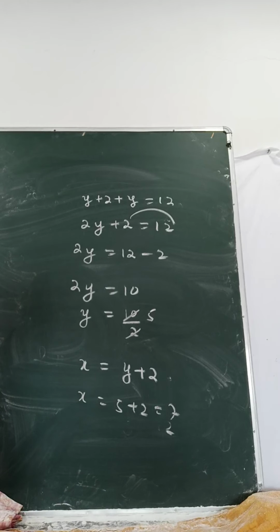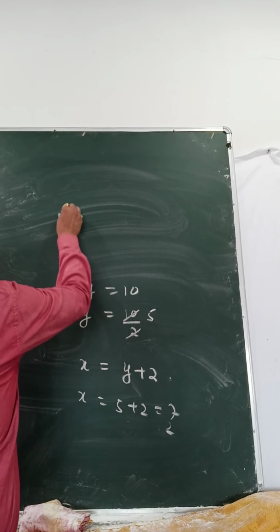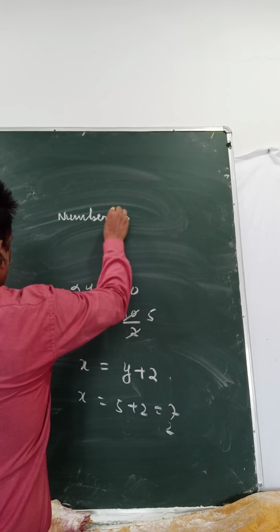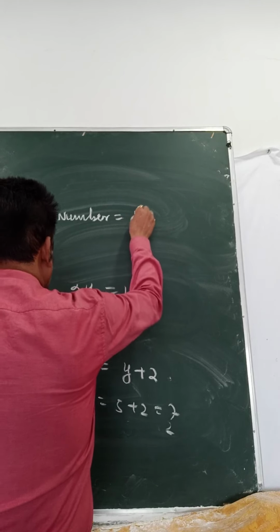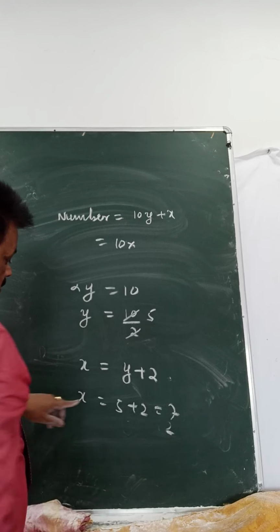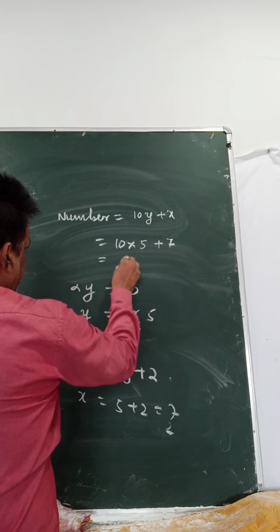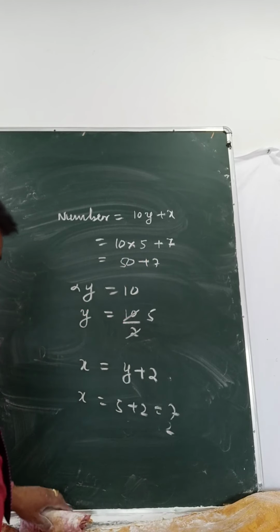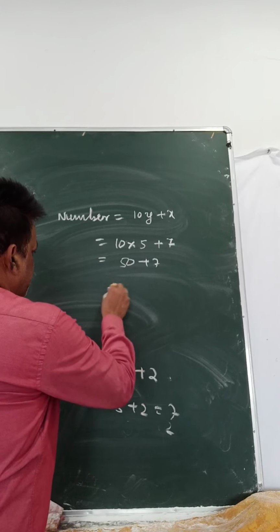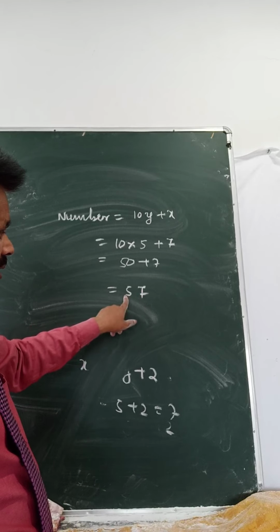But your question is to find the number. So find out the number here. What is your original number? Okay, number equals 10y plus x. That means 10 into the value of y, 5, plus 7. 50 plus 7, which is 57. Now you can check: 5 plus 7 is 12. Sum of the digits is 12.